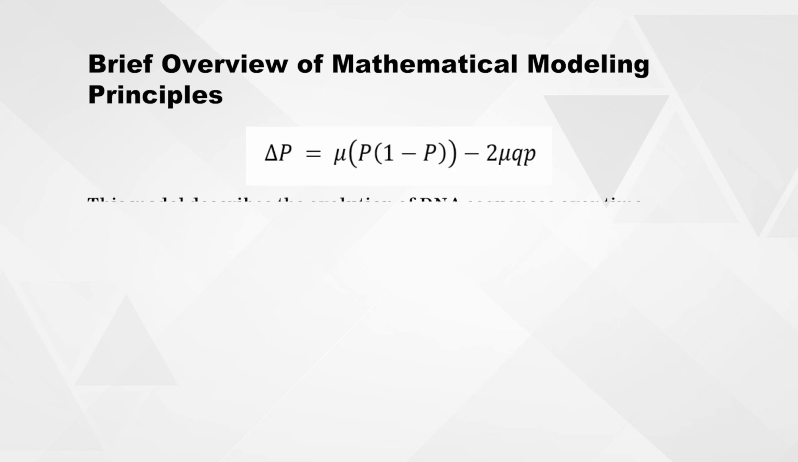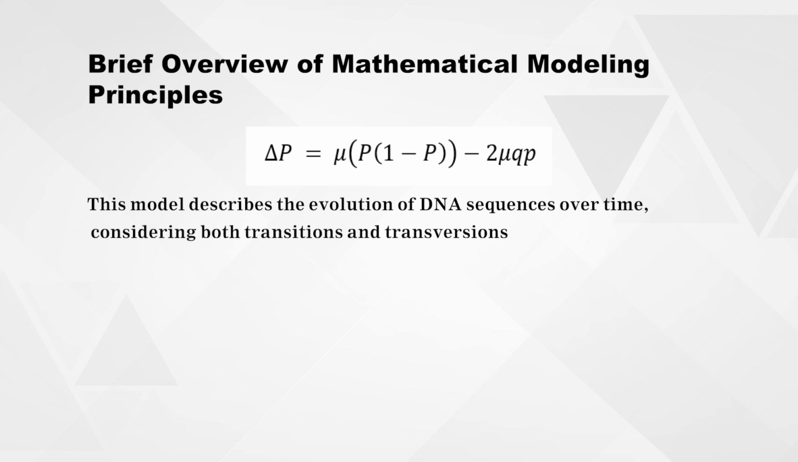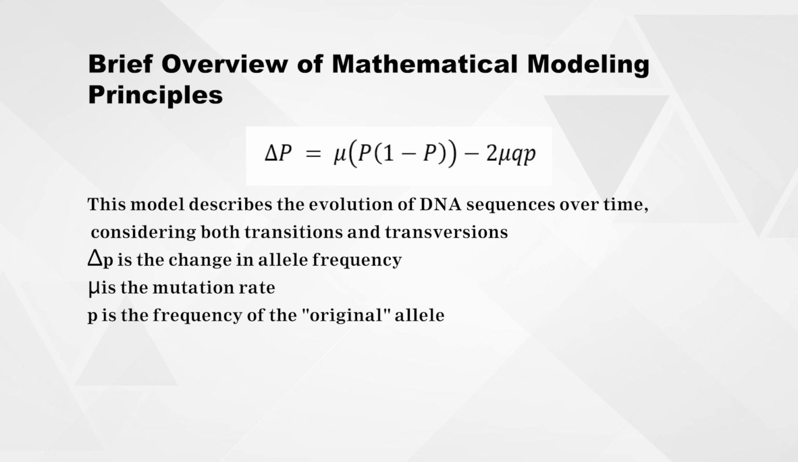The equation is depicted as shown in the picture: delta P equals mu times P times 1 minus P minus 2 times mu q P. Now I will explain the importance of each part. Here in this equation, delta P is the change in the allele frequency, mu is the mutation rate that we have learned just now, P is the frequency of the original allele and Q is the frequency of the new allele. By this, you can predict the status of these alleles, or in this case delta P.